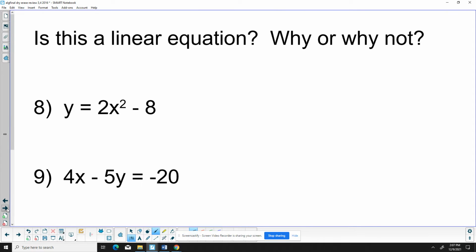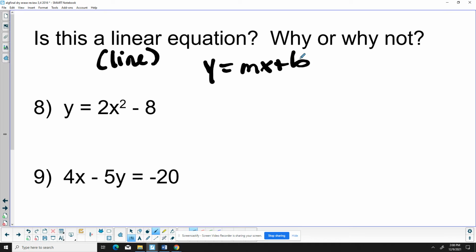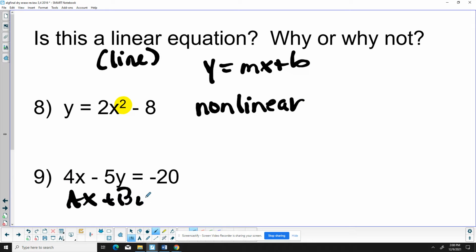All right, is it linear? Linear means line. I know it's a line if it's written in slope-intercept form. Since this first one has a little 2, it is non-linear. And since this one is in standard form, ax plus by equals c, I could convert it to slope-intercept form, but I don't need to. So this is linear.